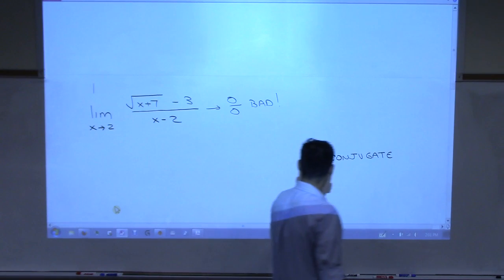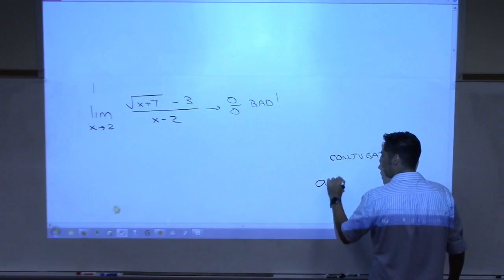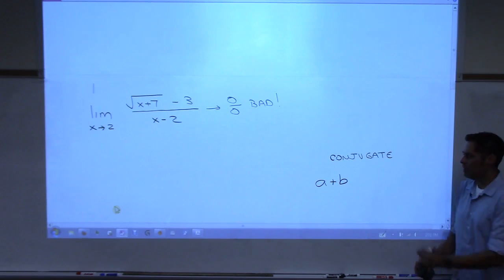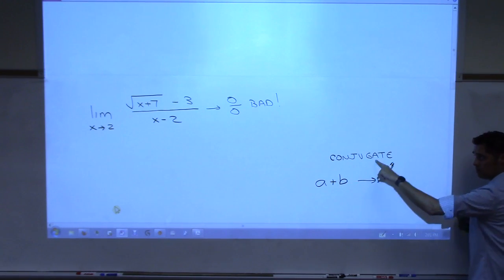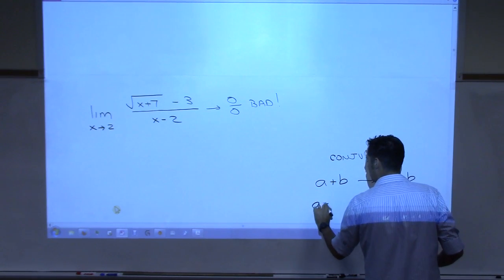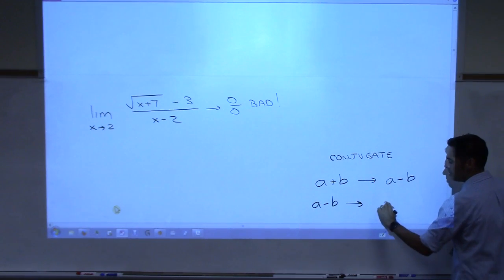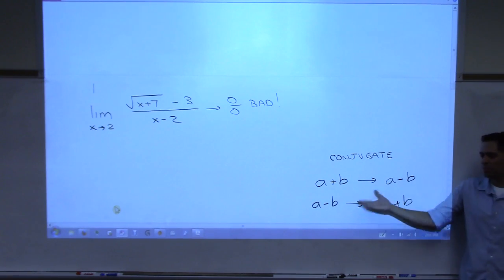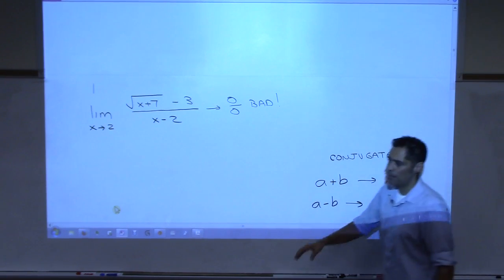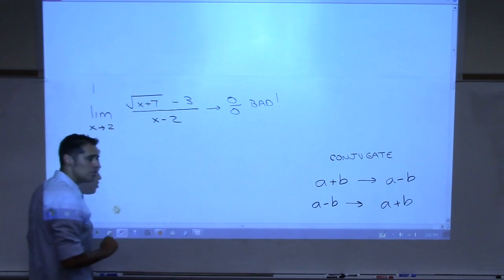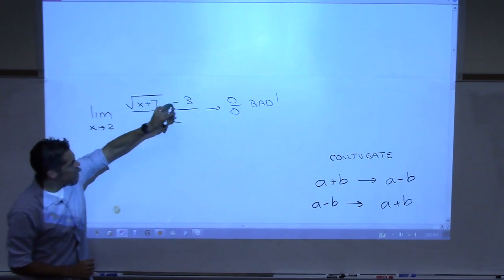What is a conjugate? If I give you an expression, a plus b, two terms being added together, its conjugate is a minus b. If I give you two terms, a minus b, its conjugate is a plus b. So all you're doing is you rewrite the same two terms, you change the sign between them. Here we have two terms, this minus this. The conjugate will be this plus that.